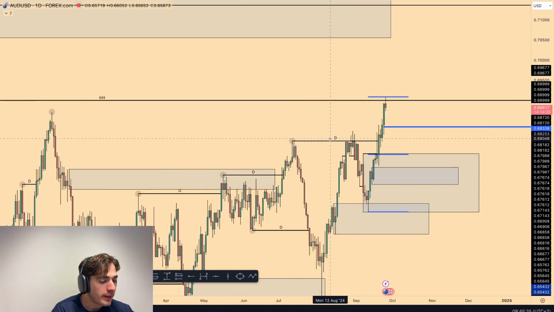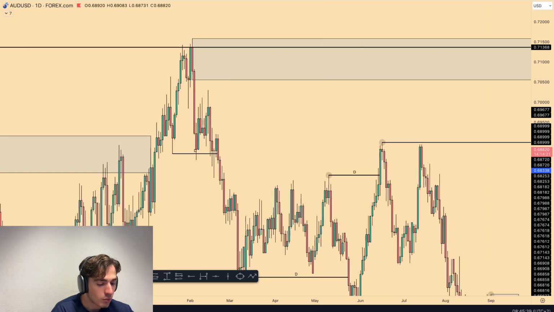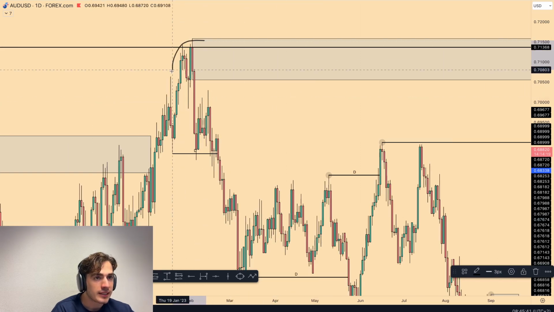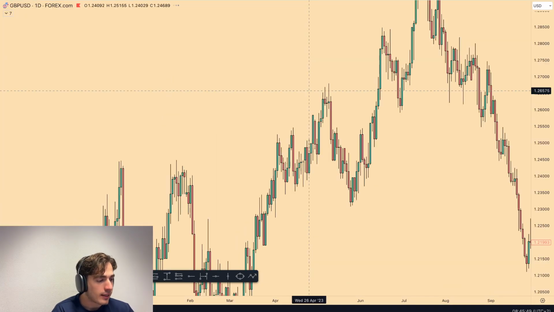If the overall momentum just continues on Aussie dollar and we do not break that blue line, then my next target will obviously be this area of supply over here with this liquidity high at around 0.70284. Going into pound dollar, what are we seeing there?